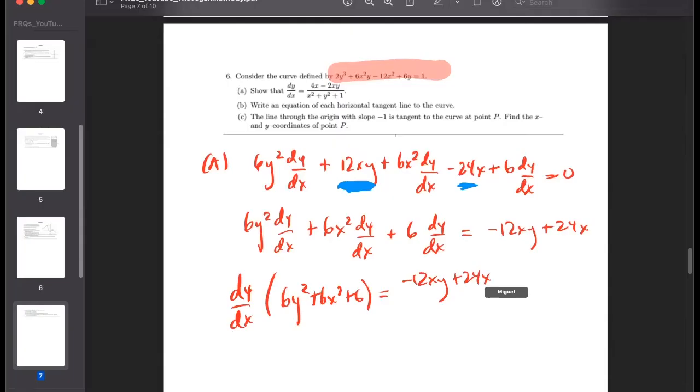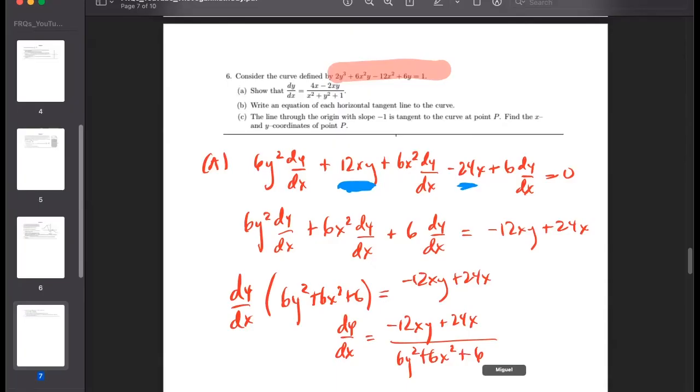And I'm just going to divide everything to the other side. dy/dx is equal to -12xy plus 24x all over 6y squared plus 6x squared plus 6. Okay. This doesn't look like the answer that they want us to write, but it's very close. The last thing they want you to do is divide everything by 6. The reason I'm saying that is because in the answer for part A, they wanted us to show that the bottom has just x squared, y squared, and 1. So that just means that the 6 has to go away.